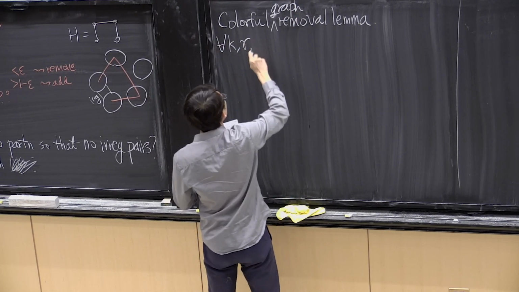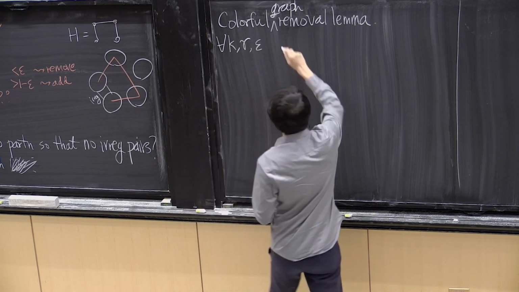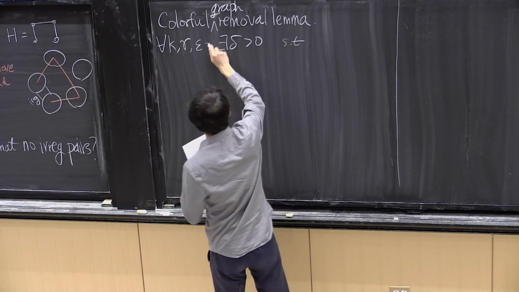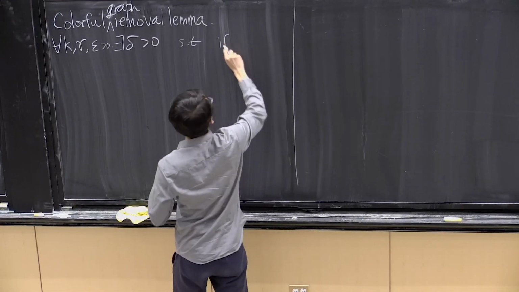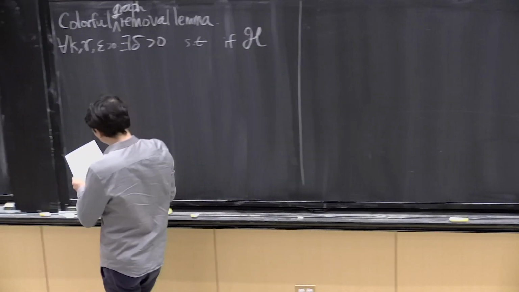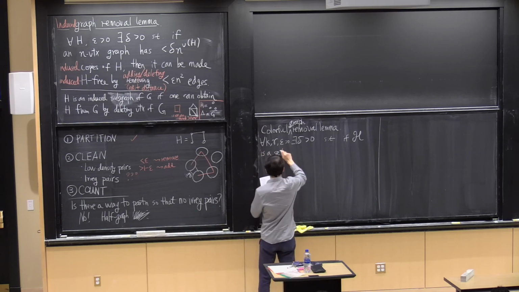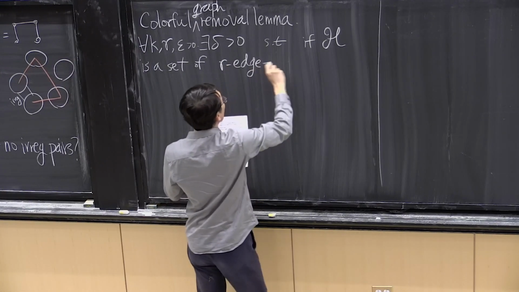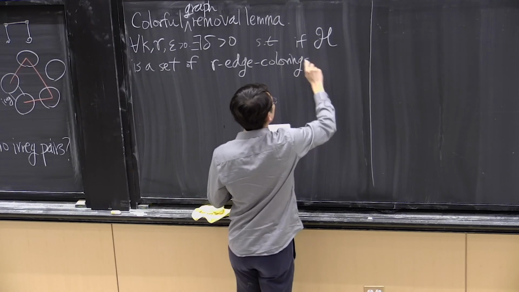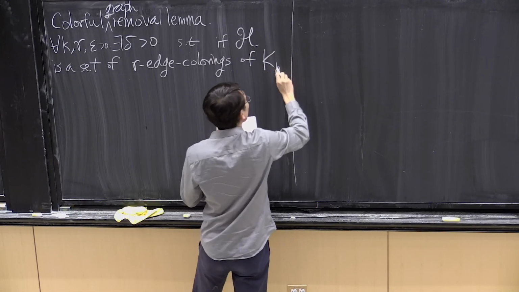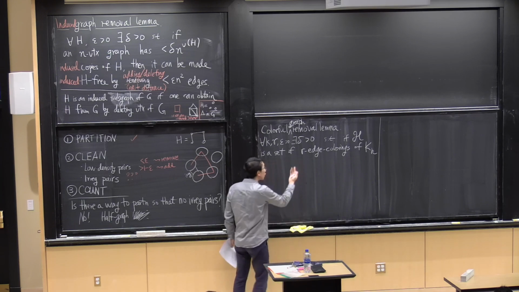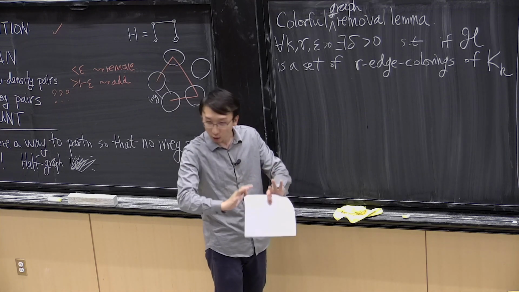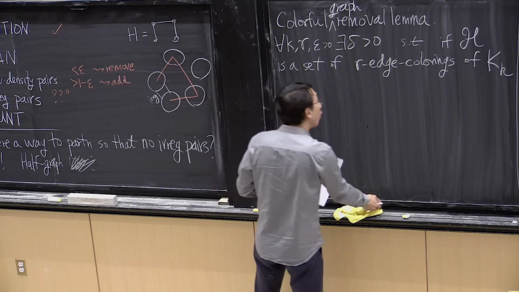So for every k, r, and epsilon, there exists delta such that if curly H is a set of r edge colorings of the complete graph on little k vertices. Okay, so edge coloring just means using r colors to color the edges, so there are no restrictions about what is allowed and what is not allowed, so just a set of possible r colorings.